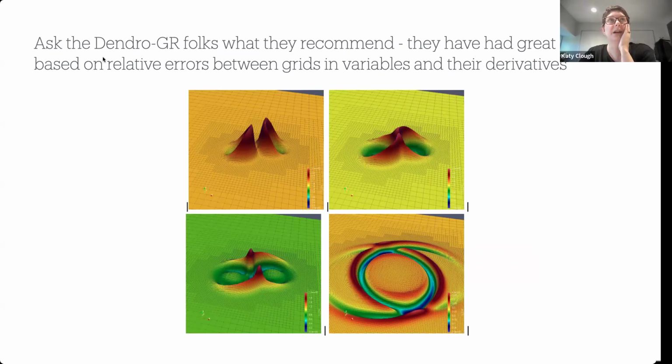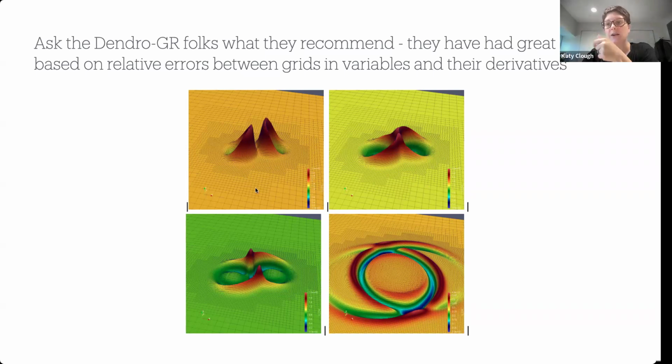I actually had a lot of discussions recently with David Nilsson when he visited the UK. David develops the Dendro-GR code, and he told me they have had really good success with this relative error. This is something we talk about in the adaptive mesh paper. Basically, you have two refinement levels, so you can compare the value of the variable or its derivative on this level and on the less refined level. That gives you some measure of how much difference you get from going to a finer resolution. If that's a big difference, it means you probably need more resolution in that region.